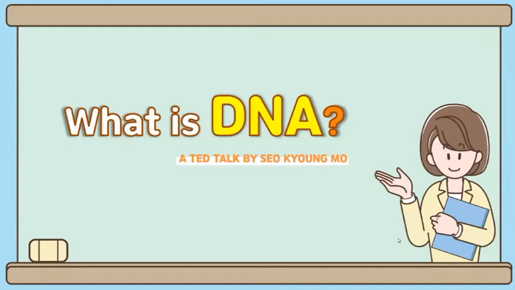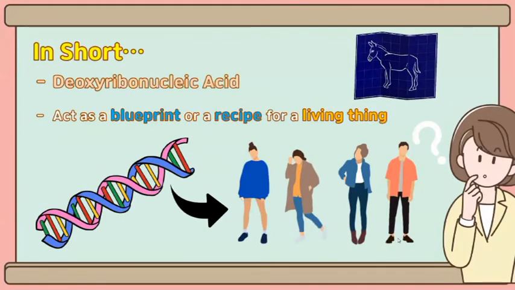DNA is an acronym for deoxyribonucleic acid. To give a short explanation about DNA, it is the blueprint and the recipe for a living thing. A living thing could be humans, animals, insects, anything that you can imagine and consider as a living. What I'm trying to say is that DNA is one of the basic building blocks of life.